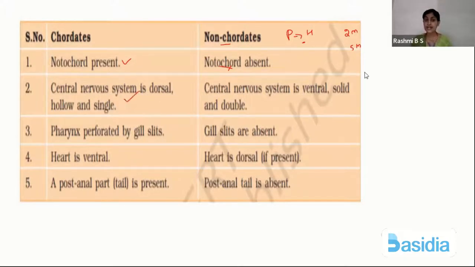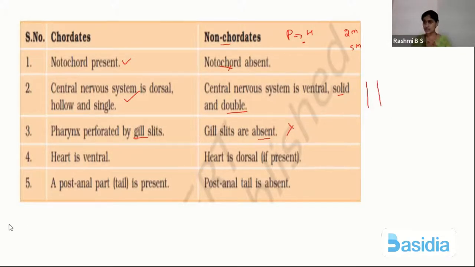But in case of non-chordata, it is ventral, meaning front. Do you remember from your annelida? It has a ventral nerve cord, on the front side. And it is solid, not hollow. And it is double. In annelida, you saw the nerve cords in double, like a rail track, right? And chordates have gill slits, whereas in non-chordates, gill slits are absent.